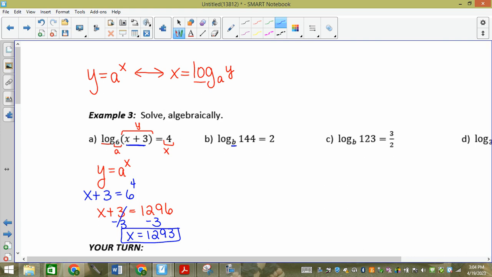Now you can check these by plugging them back in, right? You could go log, what's the check? Log base 6 of 1,293 plus 3 equals 4. How in the heck do we put that into our calculator?